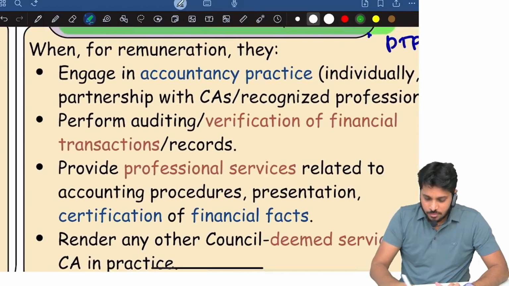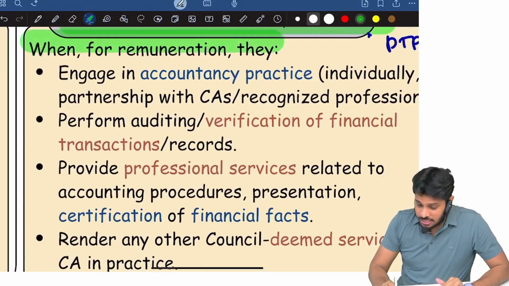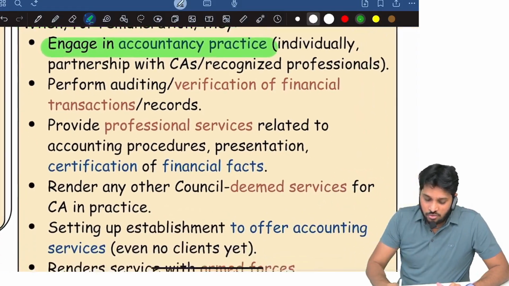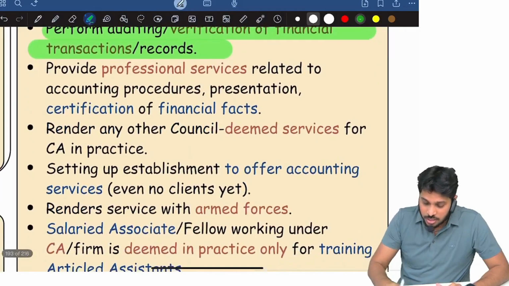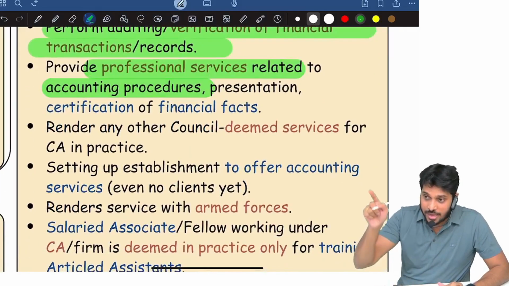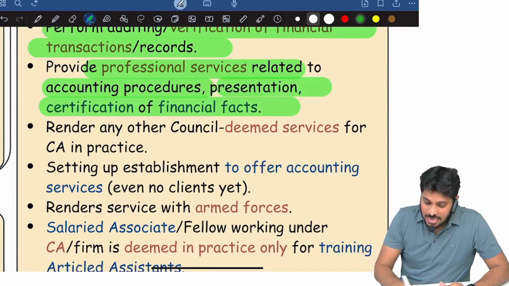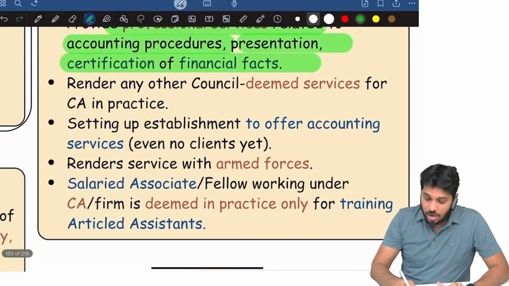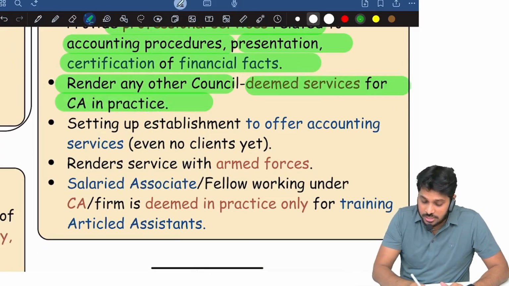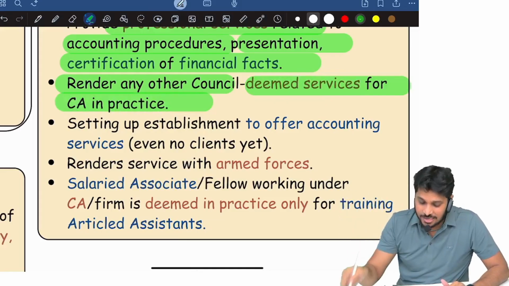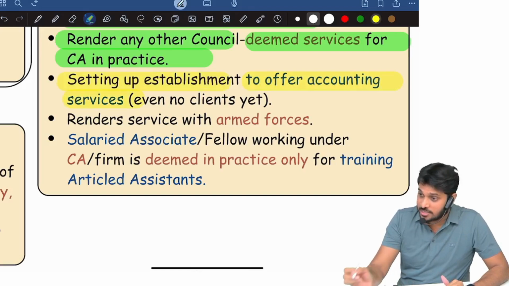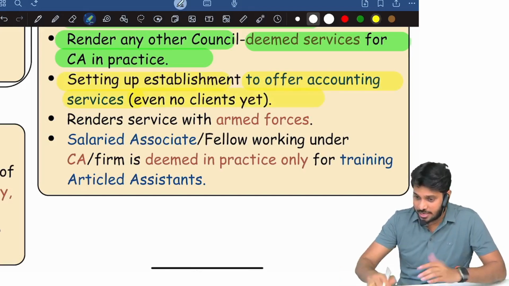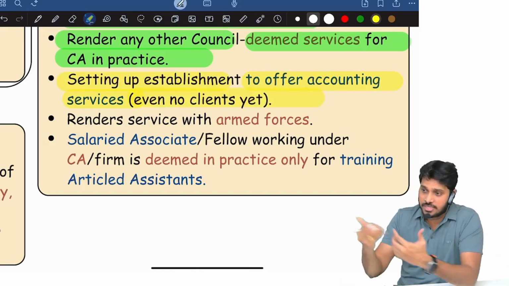Next, if you are getting remuneration for engaging in accountancy practice, or for performing verification of financial transactions and records, or providing any services relating to accounting procedure, presentation, certification of financial facts, or rendering any other services which only a CA in practice can render, or you are setting up an establishment where you are offering accounting services, even though there are no clients, it doesn't matter. Invitation to offer is an offer.